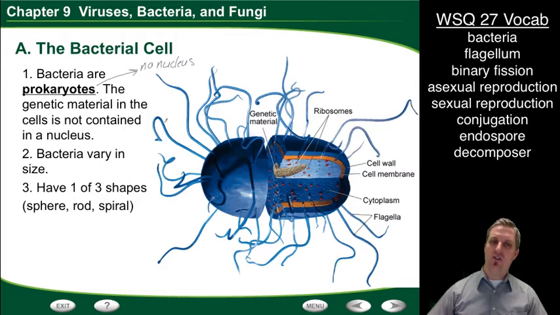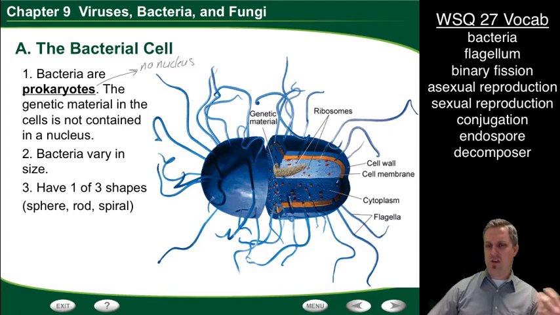Bacteria are also single-celled. So we don't have, for example, like an animal where you have multiple cells and divisions of labor. We have one single cell, and that is the entire organism. That organism really has one cell that has to grow and divide, and that's how they reproduce. Bacteria can vary in size, and they typically have one of three different shapes: a spherical shape, a rod shape, and a spiral shape. This would be an example of a rod shape.